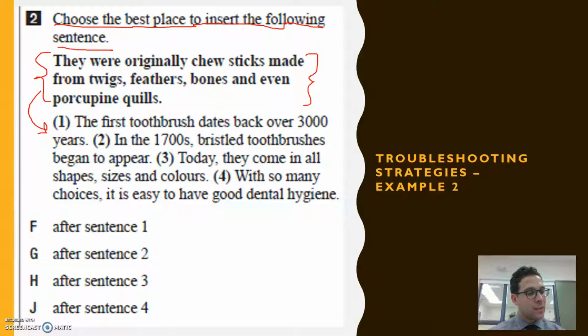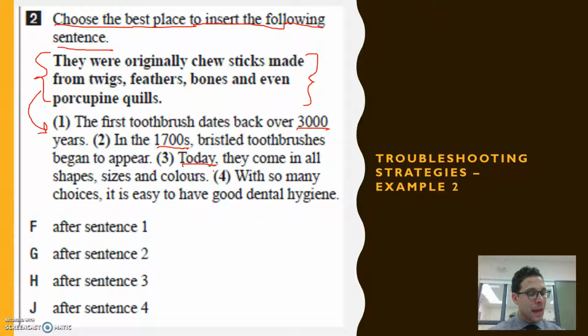Secondly, I realize that the reading selection about toothbrushes is ordered chronologically. It is ordered in time. So it starts with information about toothbrushes 3,000 years ago. It then talks about toothbrushes in the 1700s. It then talks about toothbrushes today. This is a chronological ordering, moving from further back in time to present day. This allows me to apply troubleshooting strategy number 3, looking for clues within the question.